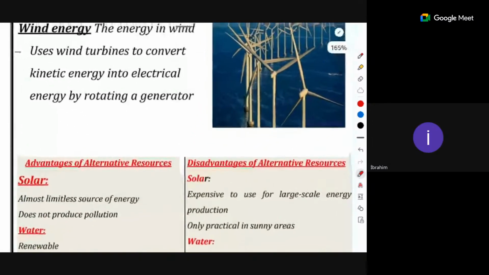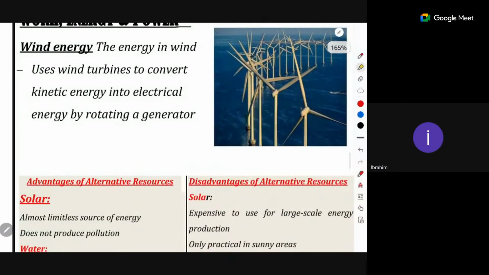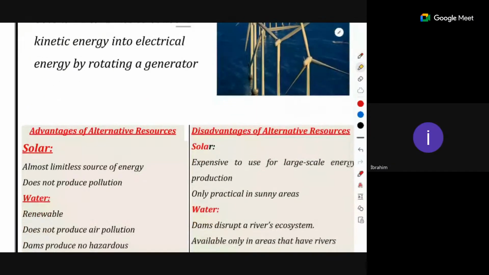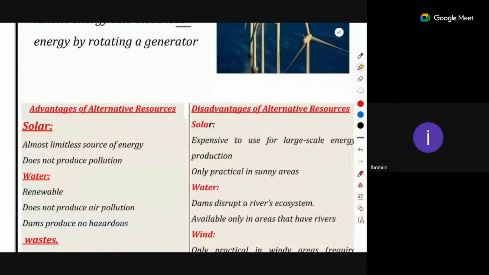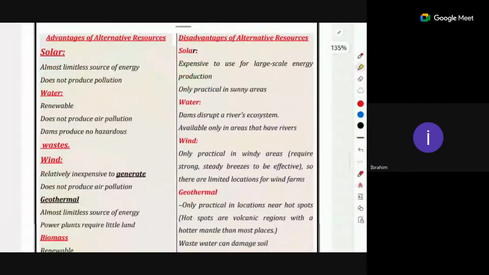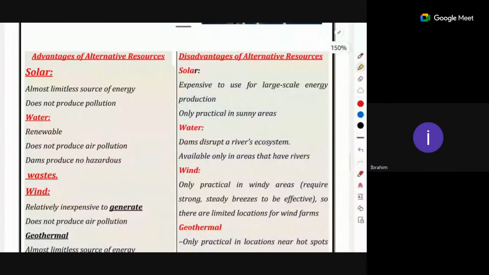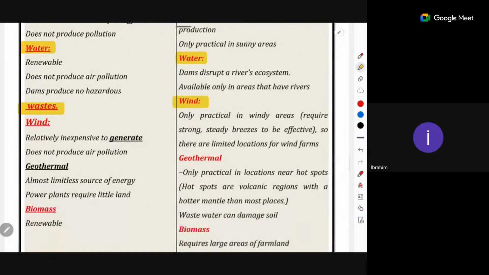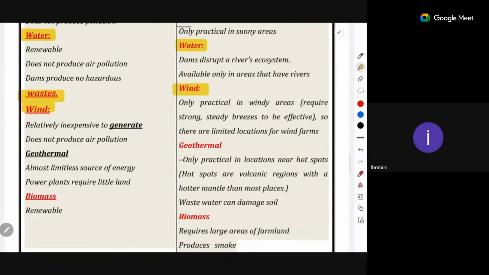Then we have wind energy. Wind energy is basically the type of energy which is used in very large wind farms where windmills are used to produce energy. So there are so many areas where you people can have these advantages and disadvantages. So please, I will request you all, these are all readable files. You have to read them all. And if you find anything problematic, please ask me.